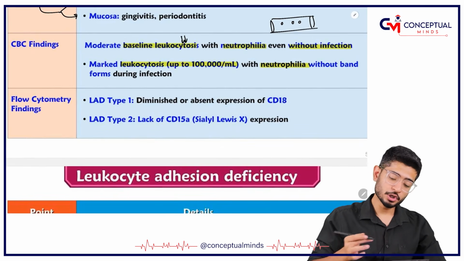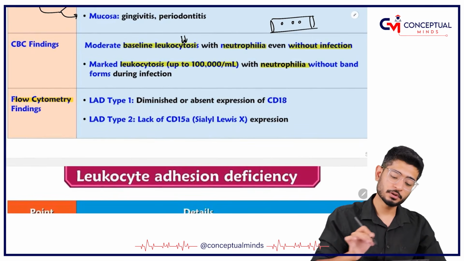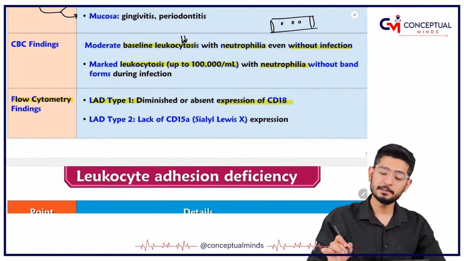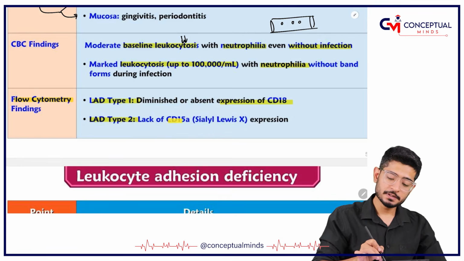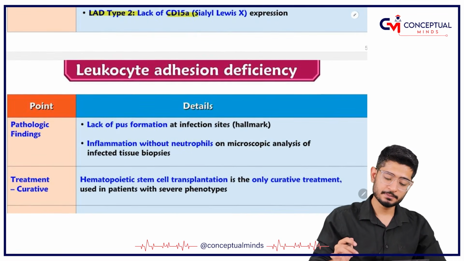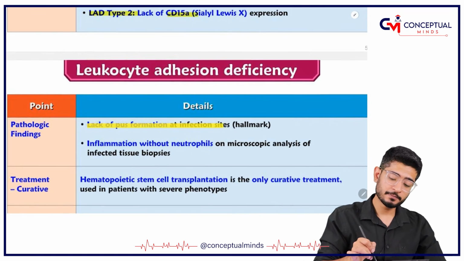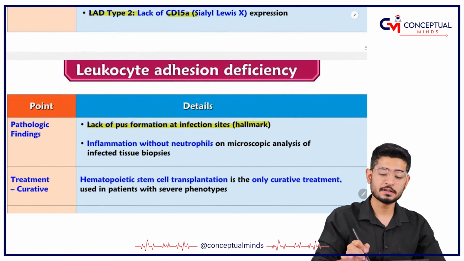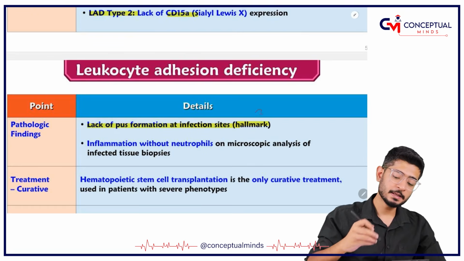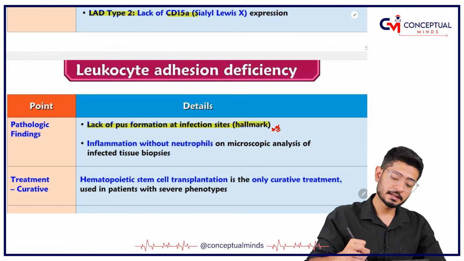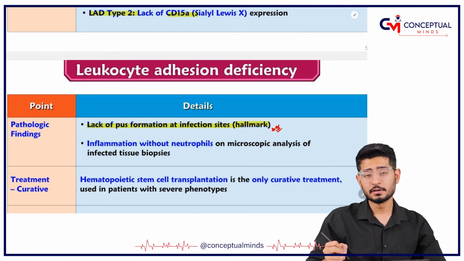So what you will do is flow cytometry, and what you are going to see: LAD type 1, no expression of CD18; LAD type 2, CD15A is not going to express. And what will be the pathological findings? There will be lack of pus formation at infection sites. This is the hallmark feature, that there is lack of pus formation. Why? Because neutrophils are not going to act.